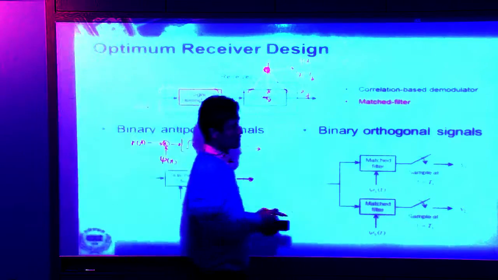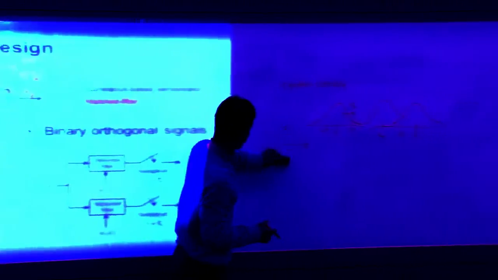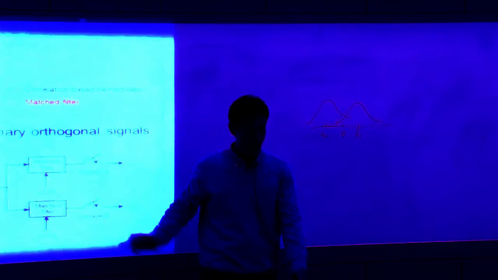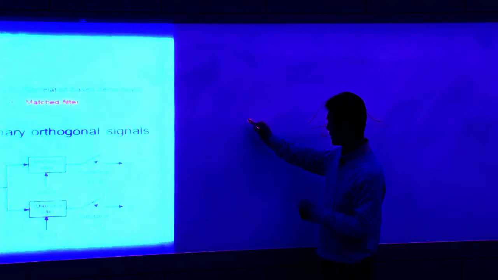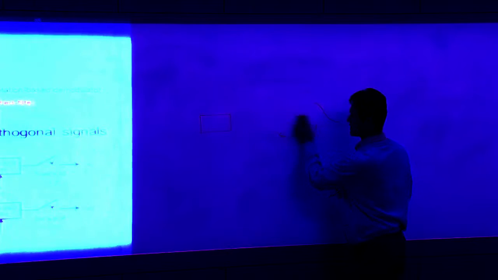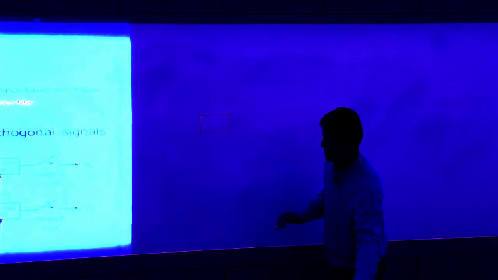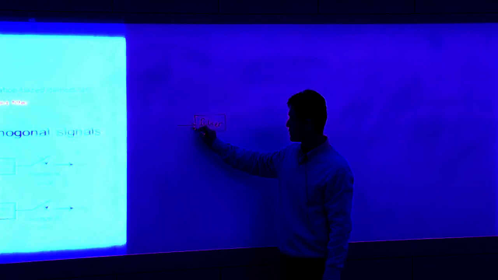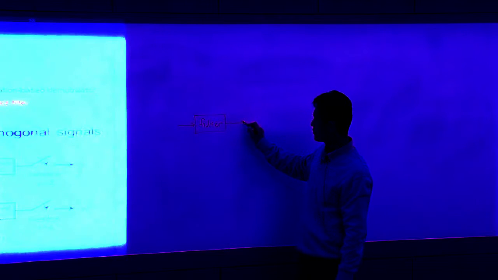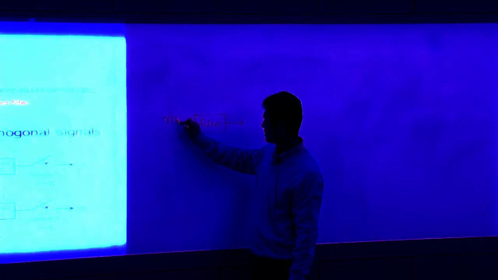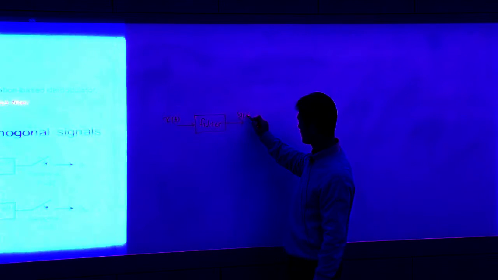Before that, let me remind you of one basic thing. Since we have a filter here, let's take a look at very basic signals and systems. Let's say we have some filter here. You have input to the filter and output from the filter. Let's say the filter input is x(t) and the output is y(t).